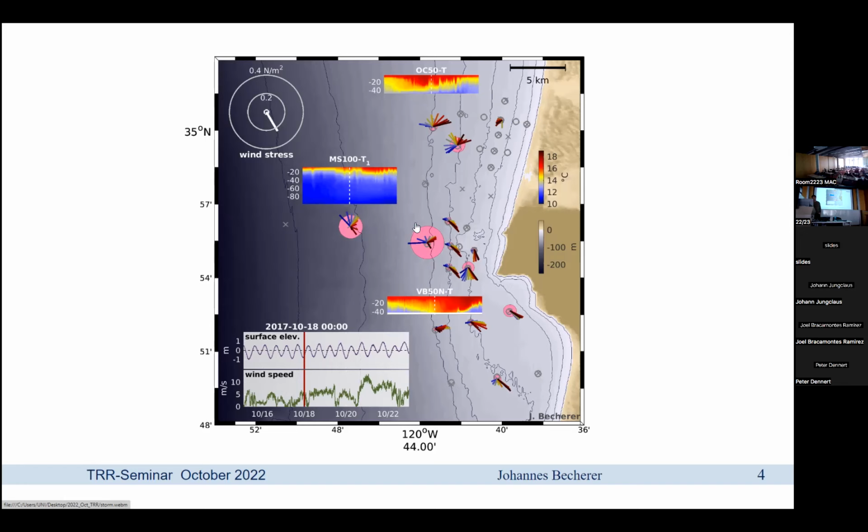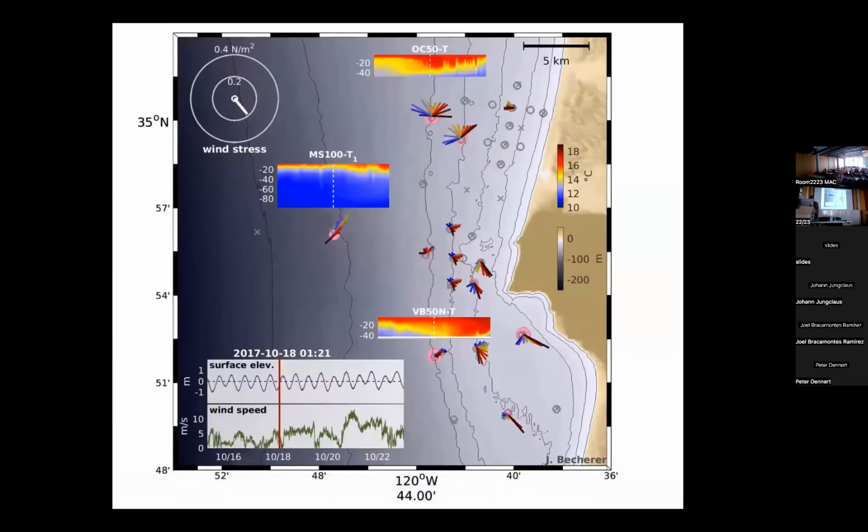Okay. What you also see are these pink circles here that tell you something about the depth integrated dissipation that we see from our dissipation measurements. So how much energy gets dissipated. And then down here, I have a plot. So you see the tidal signal, but also what's happening with the wind. And this is a video plot.